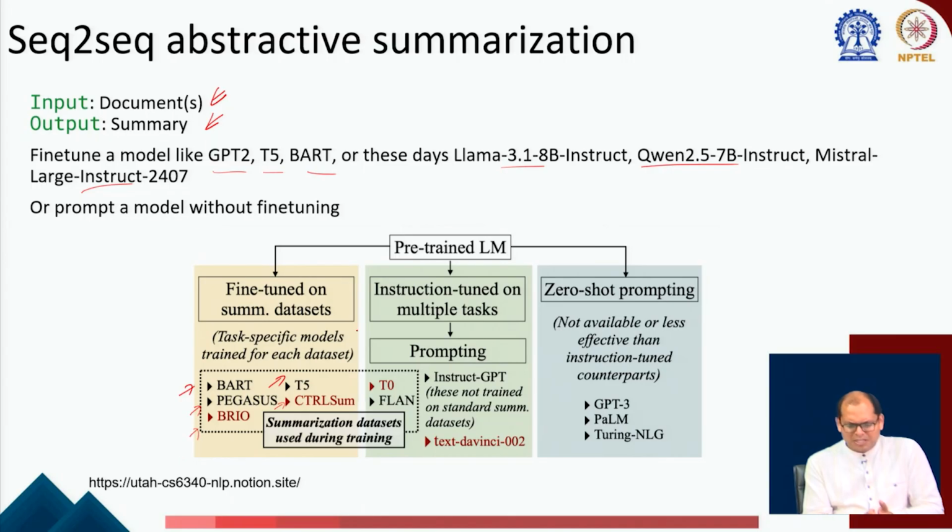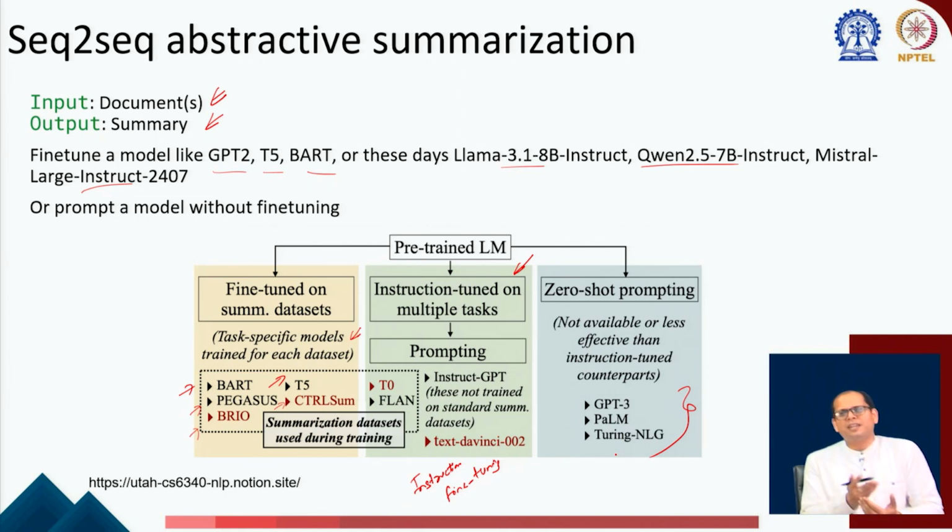You can have task specific models for each data set, and you can train and fine tune them. Or you may already have instruction tuned data sets with multiple tasks, and you can do prompting. In the prompting you can specify the instruction. You can even instruction fine tune them. What exactly is instruction fine tuning? We will learn that just in the next week. So you can instruction fine tune these models or use the instruction fine tuned models to do prompting. You can also do zero shot prompting with models like GPT-3, PaLM and so on. These are the kinds of approaches people typically use, and they are very standard.